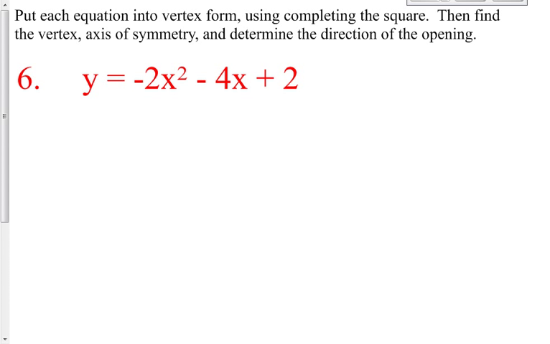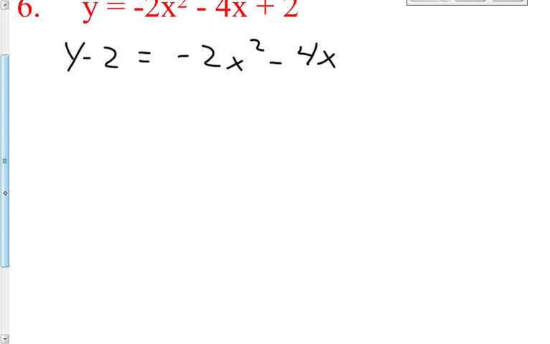This time you guys try it on your own, pause the video, and then check your work with mine after you're done. We have to complete the square. So 2, we're getting you off to the left. So y minus 2 equals a negative 2x squared minus 4x. Now I'm not ready to complete the square yet until I have a positive 1 in front of my x squared term. So I got to factor out a negative 2. When I do that, I'm now left with x squared. A negative 4 divided by a negative 2 is now a positive 2x plus a blank on the right side.